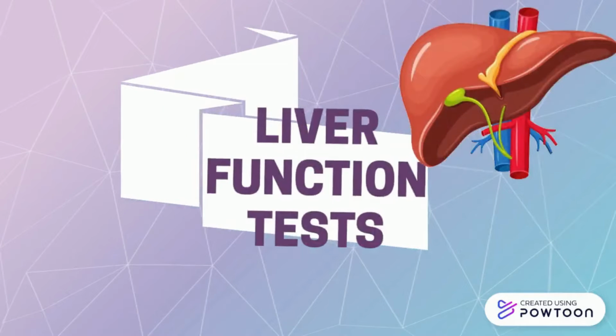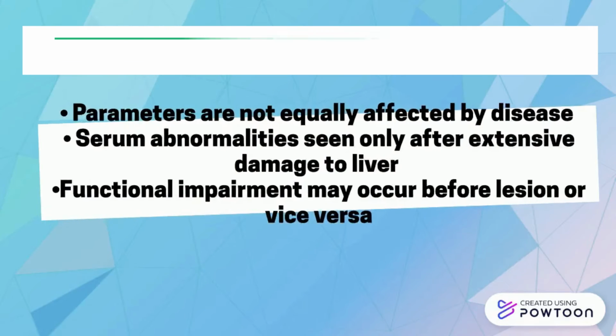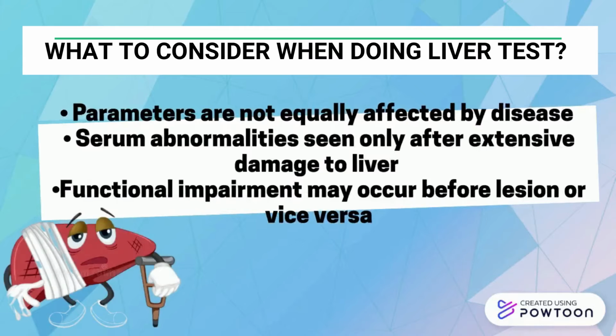Liver function test. What to consider when you are doing liver tests? Parameters are not equally affected by disease, serum abnormalities are seen only after extensive damage to the liver, and functional impairment may occur before lesion or vice versa.